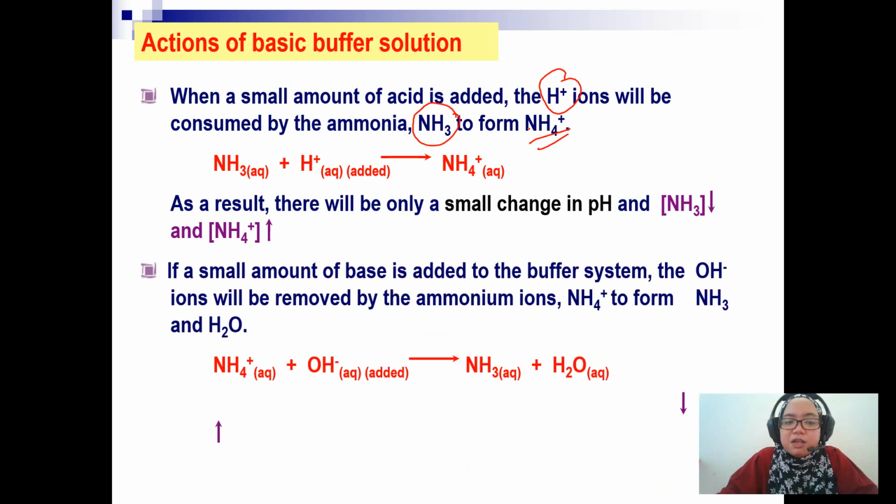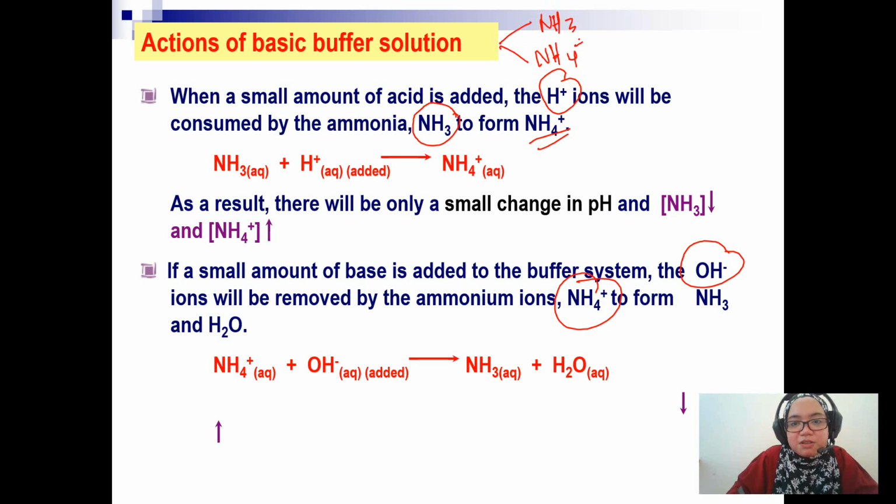Okay, next. Kalau kita letak small amount of base pula dalam buffer system tadi, so sekarang kita ada OH minus. So this OH minus tadi ni akan di remove ataupun react ataupun consumed by the NH4 plus to form NH3. Okay, sebab apa? Dalam basic buffer solution ada NH3 dengan NH4 plus, betul tak? Okay, kalau tadi untuk hydrogen ion, untuk acid ni akan react, tapi untuk base ni akan react untuk consume the added OH minus ion from the base.